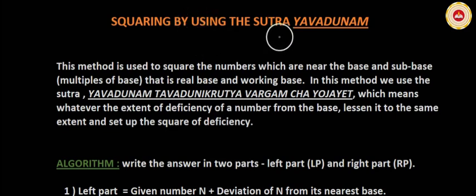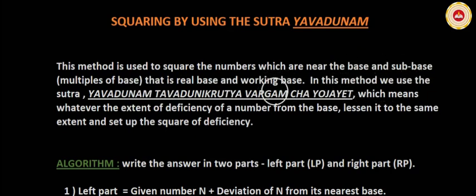Squaring by using the sutra Yavadunam. Yavadunam means the deficiency. See, let us read description and algorithm. This method is used to square the numbers which are near the base and subbase. Subbase means multiples of base, that is real base and working base. Subbase is also called as working base.